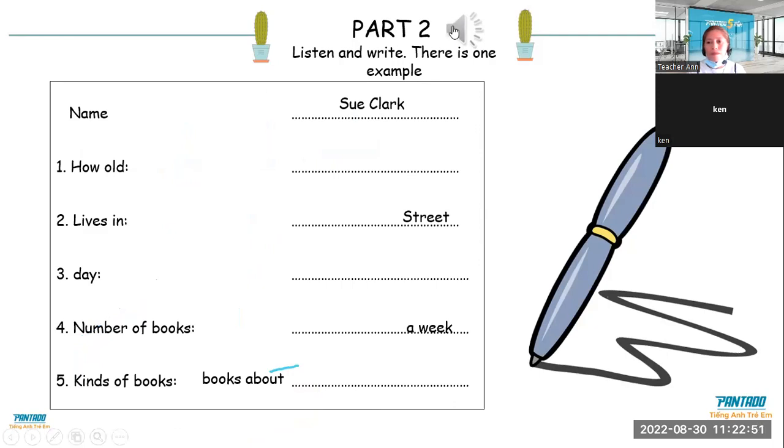Part two. Listen and look. There is one example.